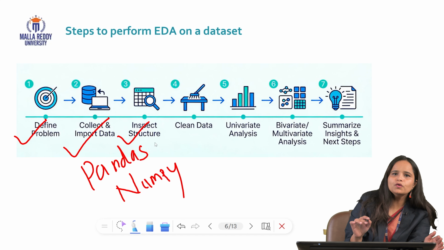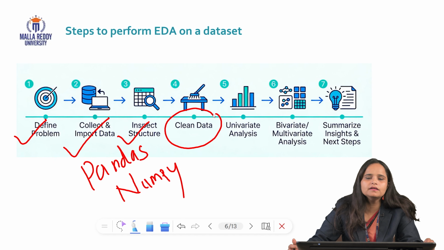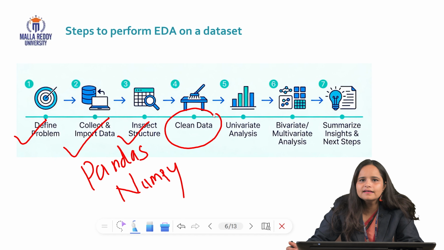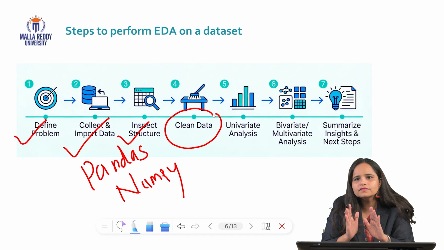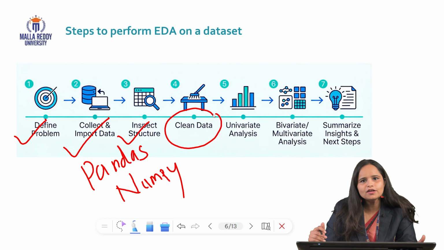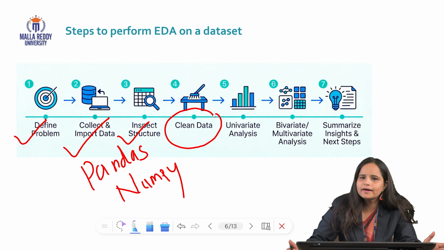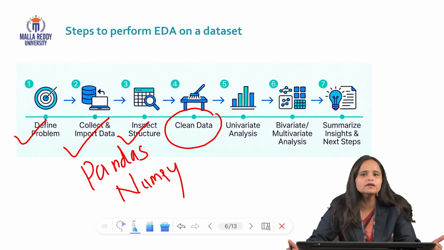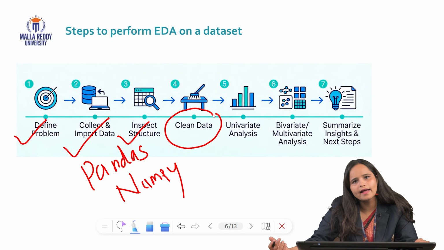After we come to know about the structure, we will move on to the most important step in our EDA process, that is cleaning the data. Now, cleaning the data is divided into two parts. First, we need to identify, are there any missing values present, are there any duplicate values present, or are there any null values or errors present in my dataset. For that, we will use different functions in Python to identify the missing values, null values, and duplicate values. Once we identify the missing values or the null values, we have to take the required action.